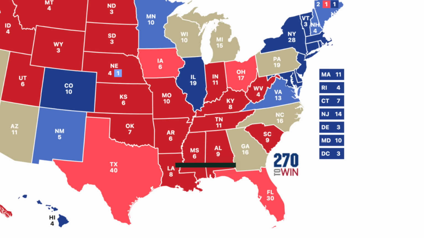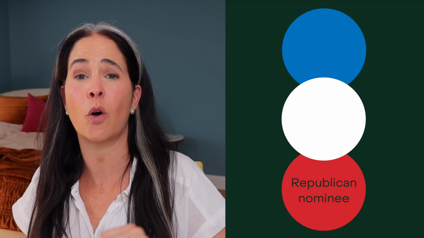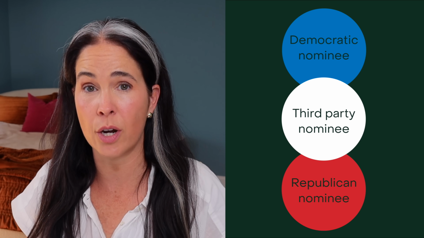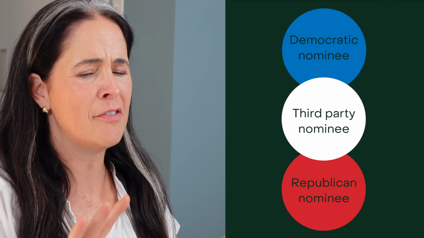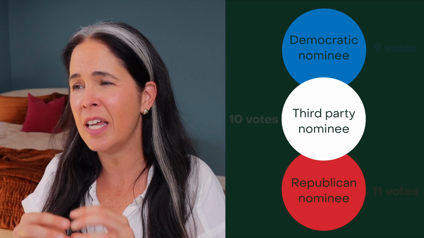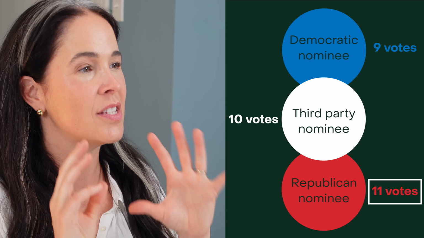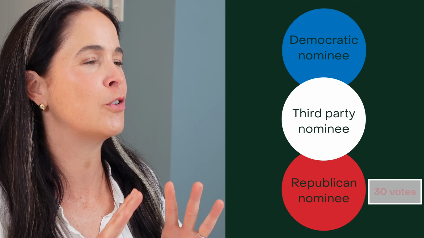So let's take the state of Florida, for example. It has 30 electoral college votes. Out of all of the people in Florida, they're gonna cast their votes for the Republican nominee or the Democratic nominee or a third party. And it doesn't matter how many votes anyone gets outside of the winning candidate. So even if there's a candidate that wins by just one total vote, the state of Florida, all 30 of those votes go towards that one winning candidate.